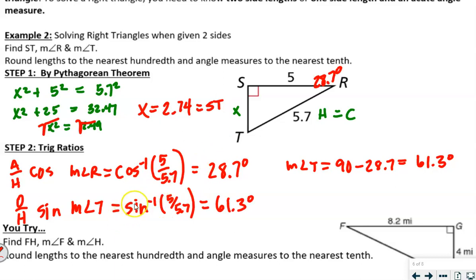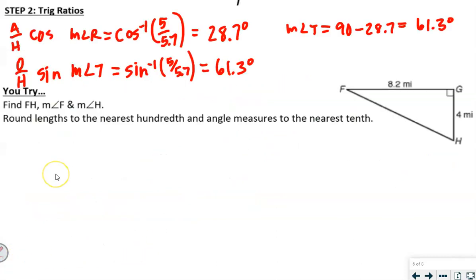So when you're looking for the third angle, you can use either method, okay? Remember, these two angles have to add up to 90 because we already used 90 there. So now I'd like you guys to do the Try and come back to me when you're done, okay?